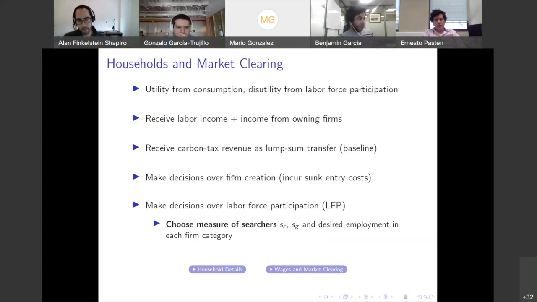Households end up making these decisions over firm creation. So think about this as a notion of investment, but in firms instead of physical capital. And they make decisions over participation, where they decide where to send searchers: whether they want to search for a regular job or a job with a green firm. In terms of closing the model, we have standard Nash bargaining, following the literature, and then obviously market clearing in each of the categories of production.